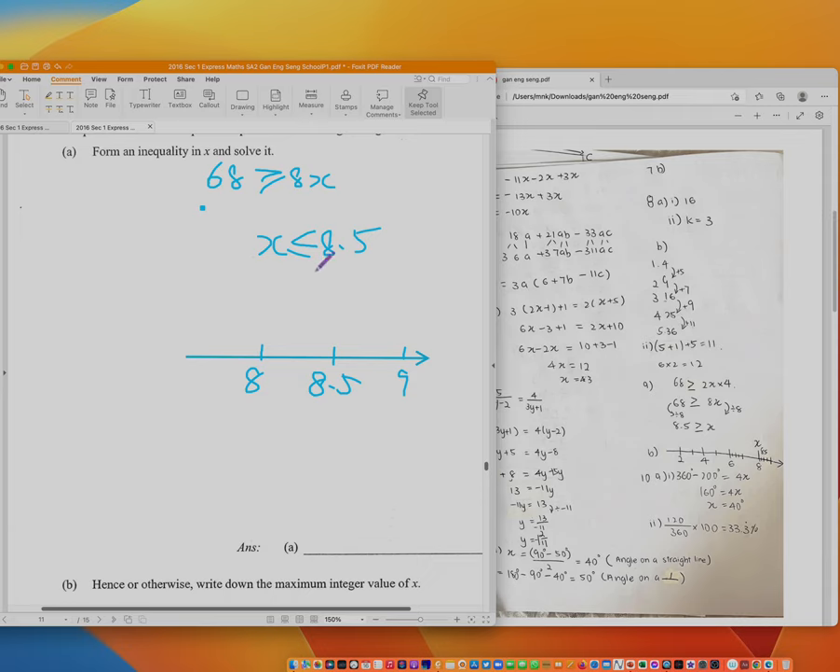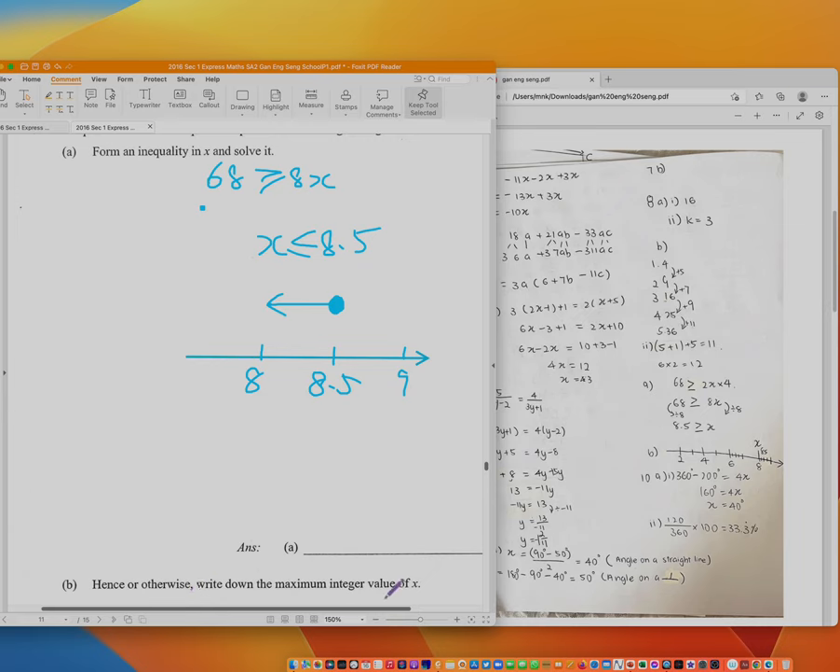Then x is smaller and equal, so there is an equal sign. So it's a solid dot. Then smaller, left or right? Left. Okay, left. That's it. That's how you represent this. No need to draw the smaller scale. That's how you represent. Then they say what?